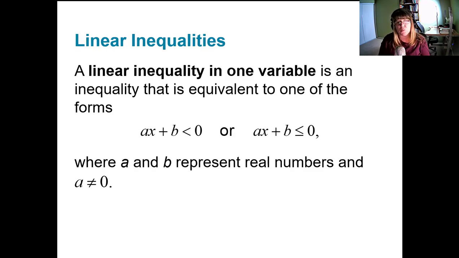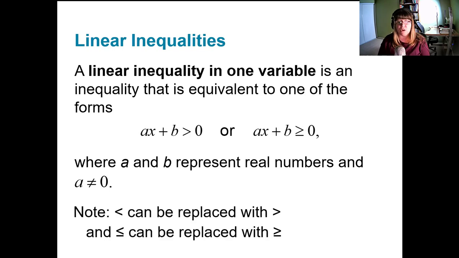An inequality in one variable looks like this: ax plus b is less than 0, or ax plus b is less than or equal to 0, where a and b represent real numbers and a does not equal 0. If a equals 0, the x would go away and that would be a boring statement. So we want a to be a non-zero number. Now, I focused on less than and less than or equal to, but it also applies to greater than and greater than or equal to.